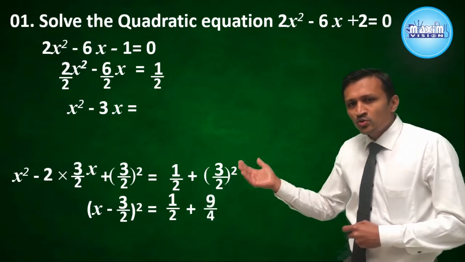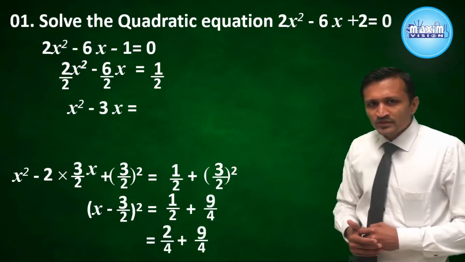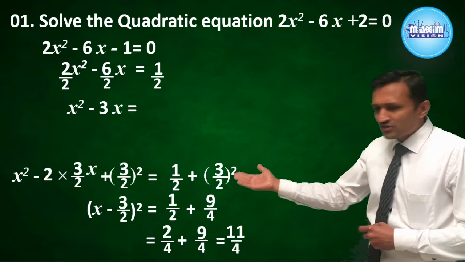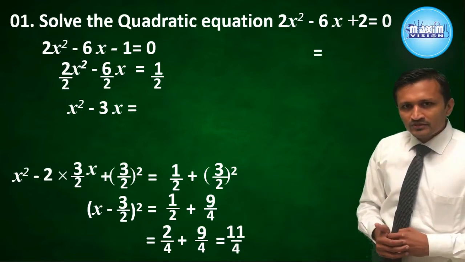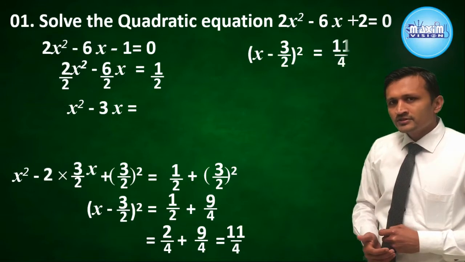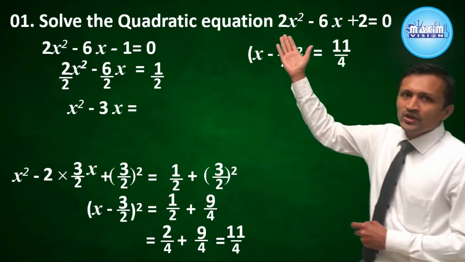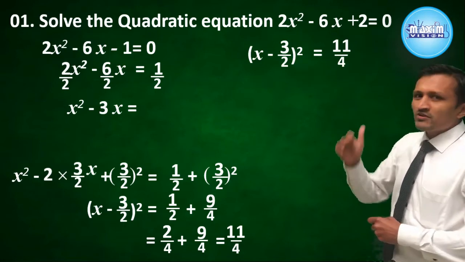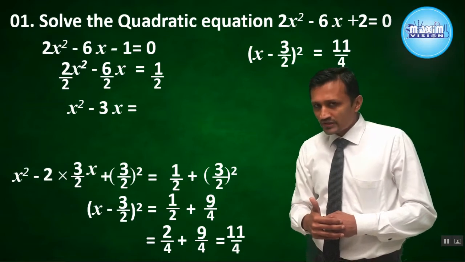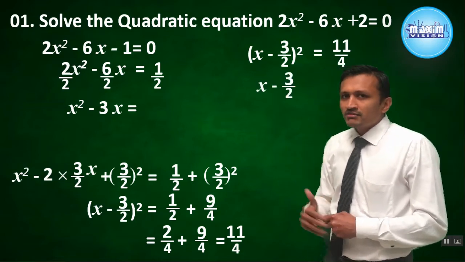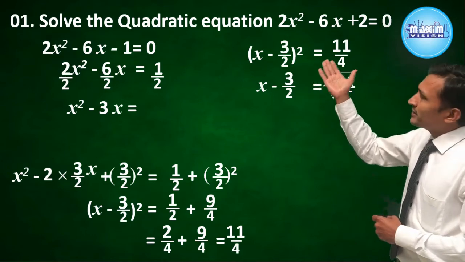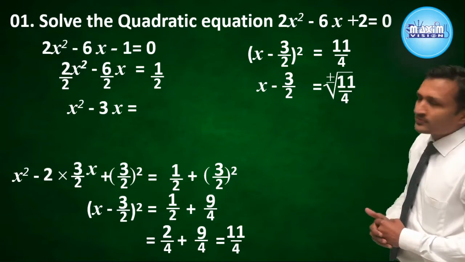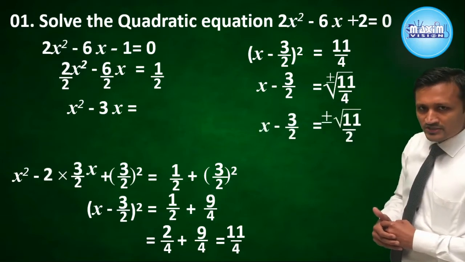Then simplifying 3 over 2 whole second power to 9 over 4, we can arrange the right hand side value to one fractional value like this. Then further simplification, here we have x minus 3 over 2 whole second power equals 11 over 4. Now we have a possibility of taking the square root of both sides. Then, by giving the square root value to the right hand side and considering the two possible values plus and minus, we can go to the solutions very easily.